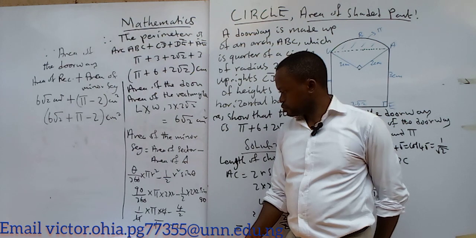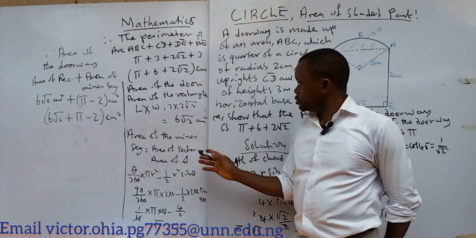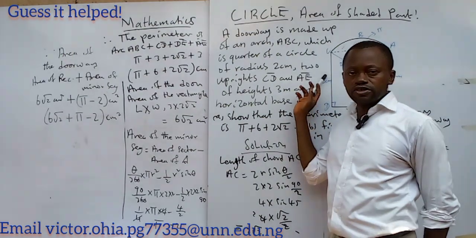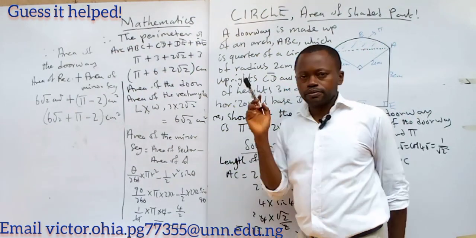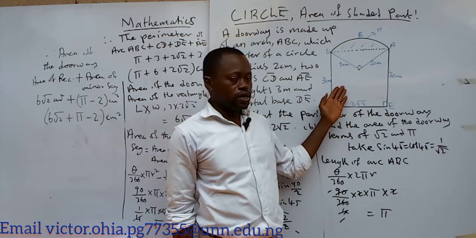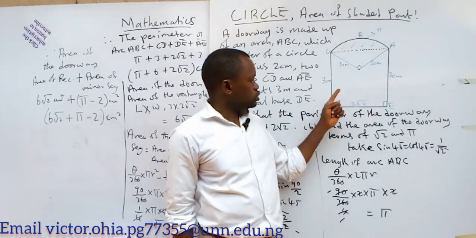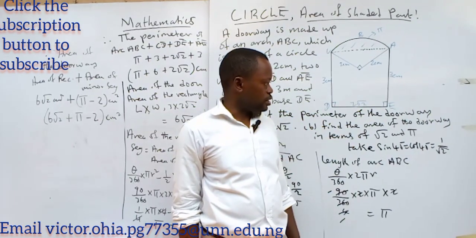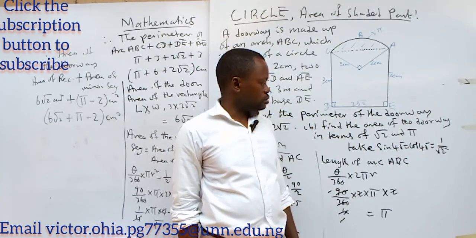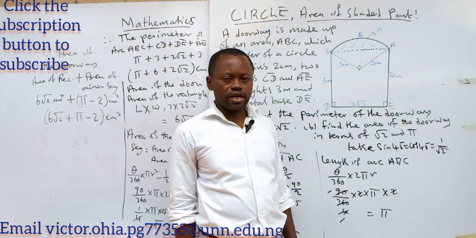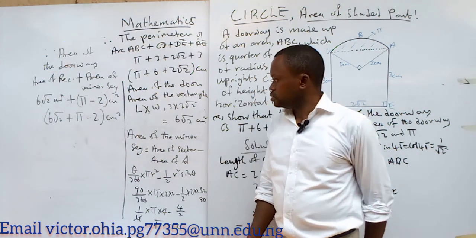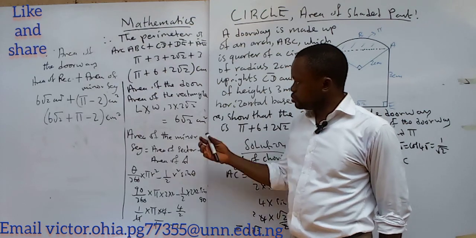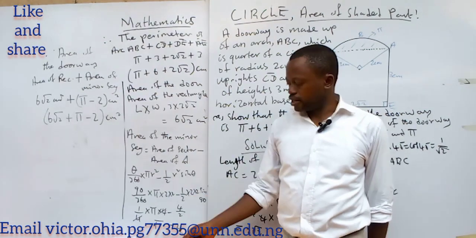So there are 2 things we did here. We calculated the perimeter of this doorway and we also calculated its area. So I am trusting God that this explanation I gave here is very, very clear. So please look at it again and again.